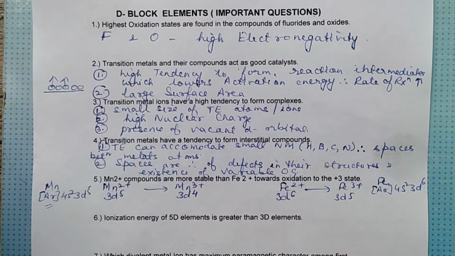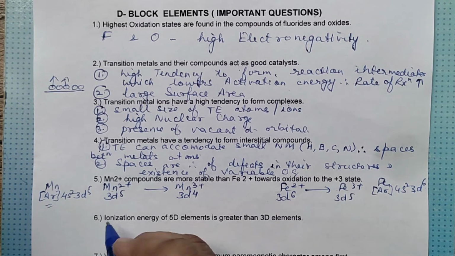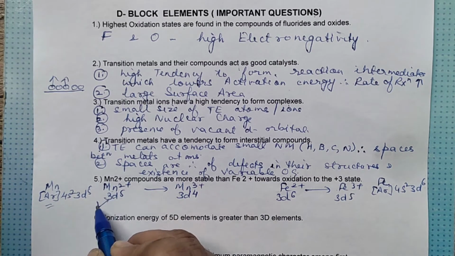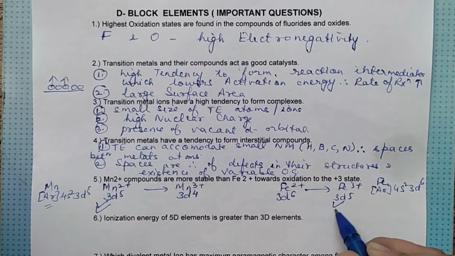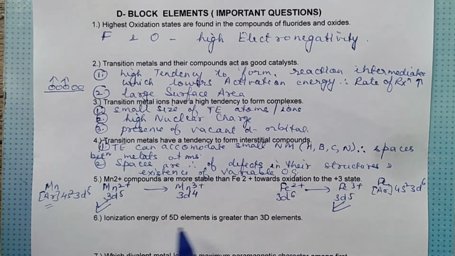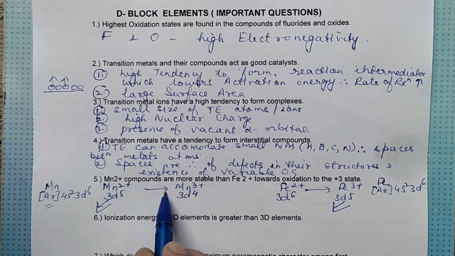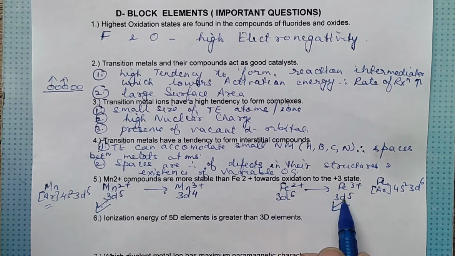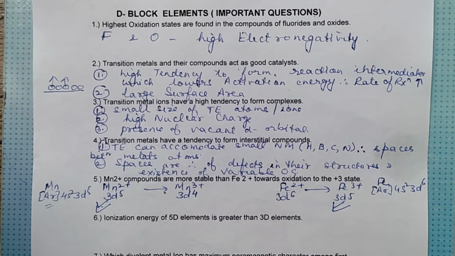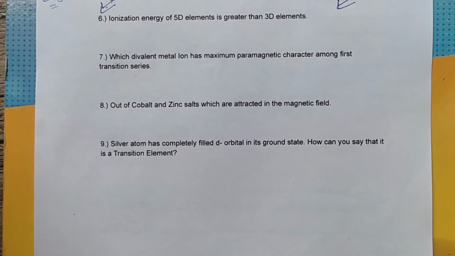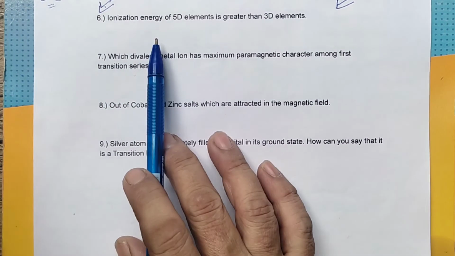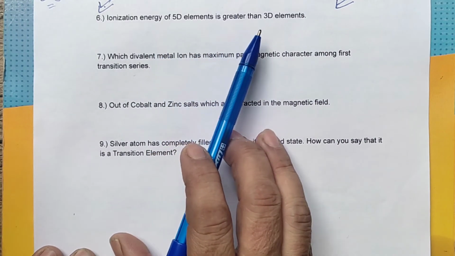Now with the help of the configuration, you can make out very easily that for Mn this is more stable, for Fe the second one is more stable. Therefore Mn will be resistant to oxidation, whereas Fe can prefer undergoing oxidation so as to form the stable oxidation state. Clear? Now moving on to the next question, which says the ionization energy of 5d elements is greater than 3d.